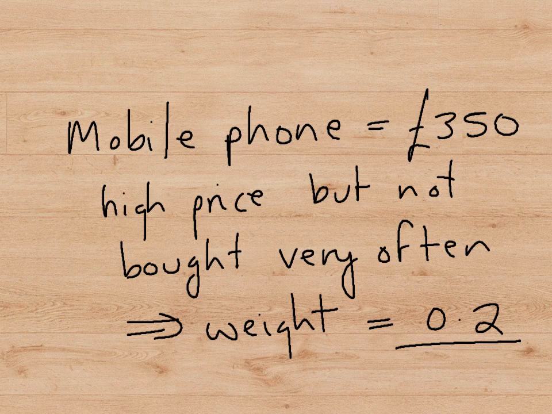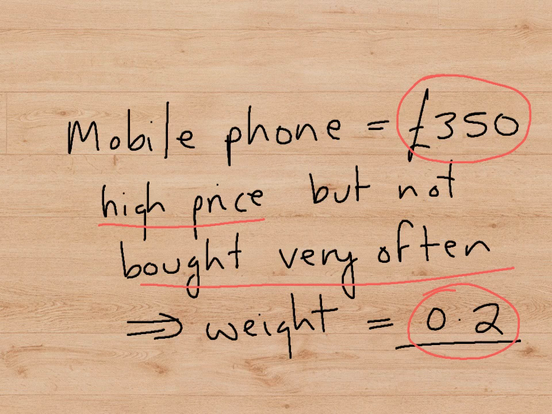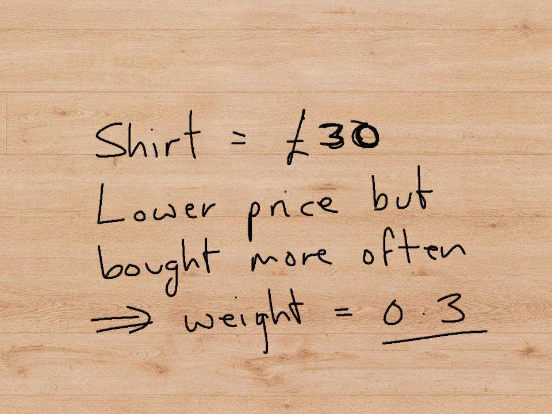So let's take a couple of examples. The price of a mobile phone may be £350. So this is quite a high price, but most households don't buy mobile phones very often. They may buy them twice a year or even less. And so the weight attached to the price of the mobile phone is relatively low, because even though the price is high, we don't really buy them very often, and so we don't spend a lot of our income on mobile phones.